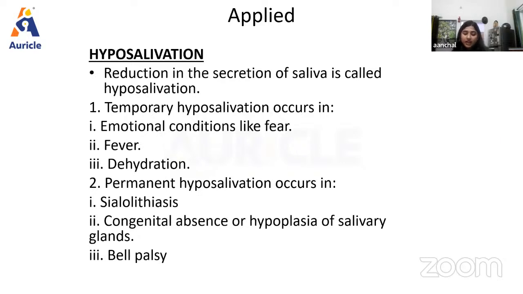Okay, so first we have hyposalivation. Whenever there is reduction in the secretion of saliva, that condition is known as hyposalivation, and it is of two types, namely temporary and permanent. In temporary, there can be an emotional condition like fear. It could be due to fever or dehydration. In permanent hyposalivation, it could be due to Bell palsy or congenital absence or hypoplasia of salivary glands.